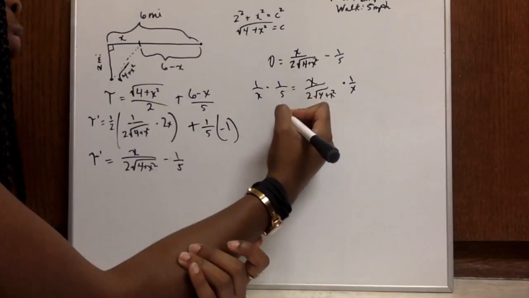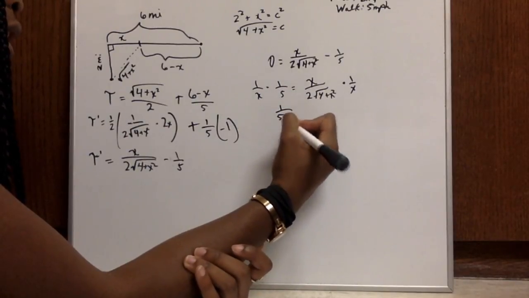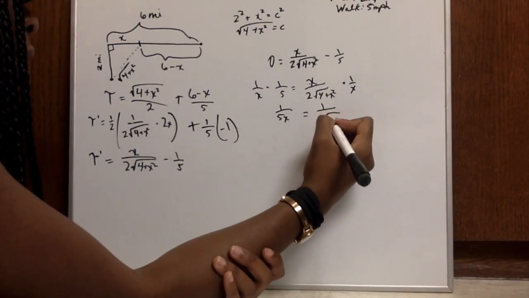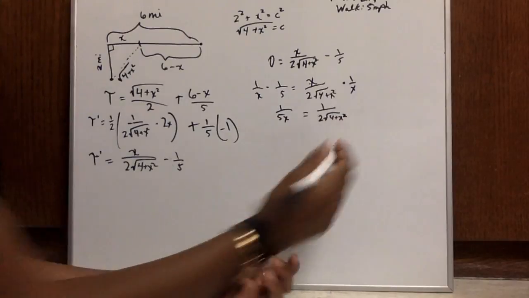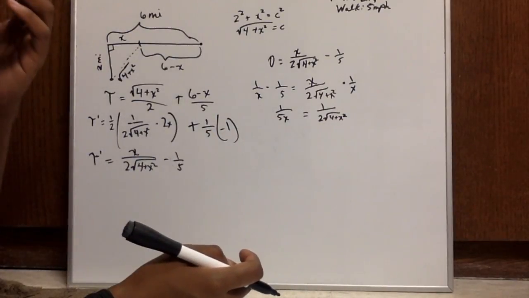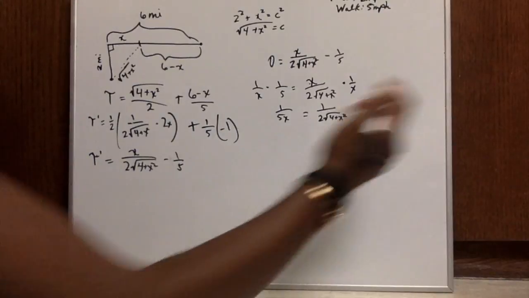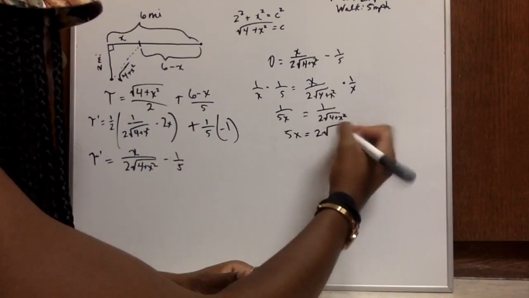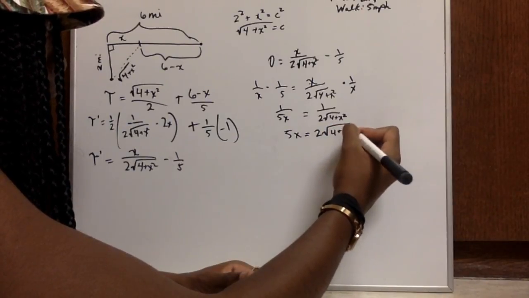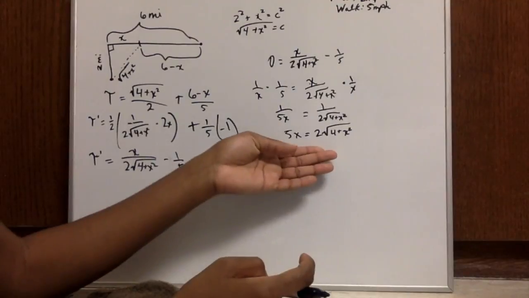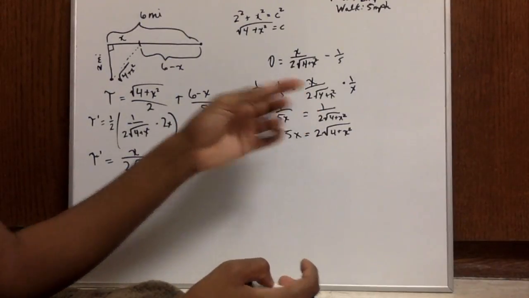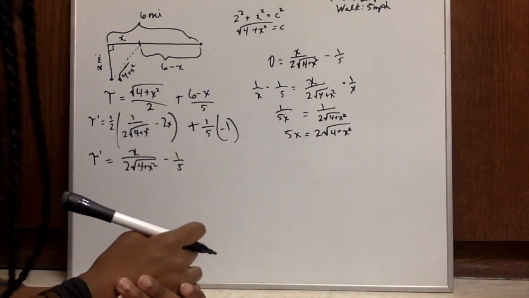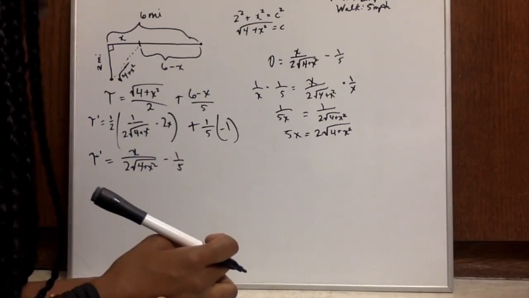One over x times 1 over 5 is 1 over 5x. Here the x's cancel out and we'll be left with 1 over 2 radical 4 plus x squared. Now since we have the reciprocal of both sides, we can just go ahead and reciprocate them. So now we get 5x is equal to 2 radical 4 plus x squared, which is the same thing we would have gotten if we had just cross multiplied, making that 5x equal to 2 radical 4 plus x squared.